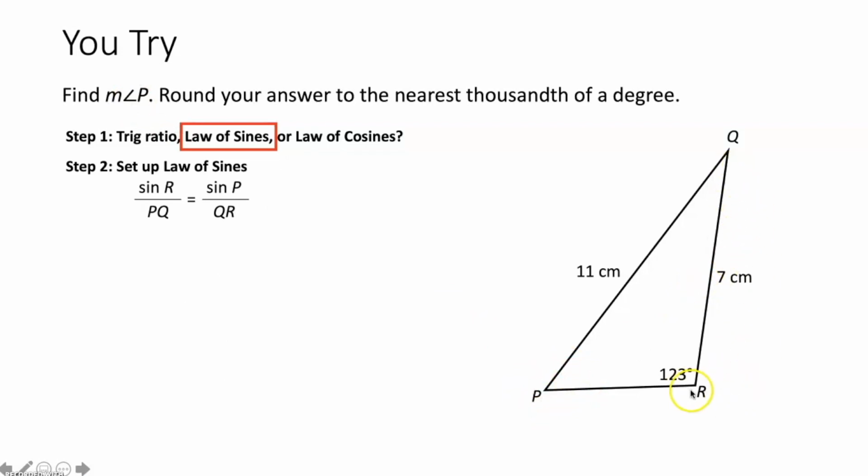Now we just plug in what we know. We know the measure of angle R is 123 degrees. That goes in here. The measure of segment PQ is 11 centimeters. That goes in here. The measure of segment QR is 7 centimeters. That goes in there. And we're trying to find the measure of angle P. So that just stays sine of P.